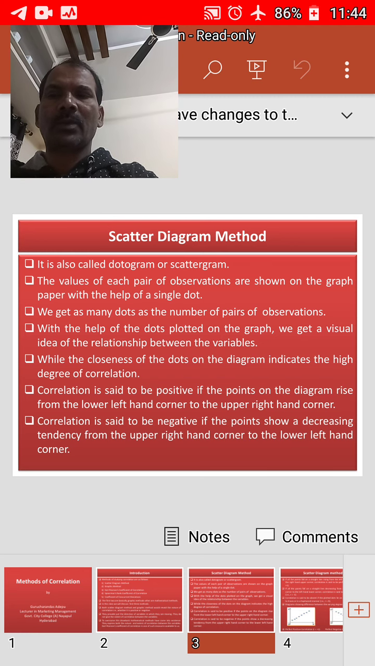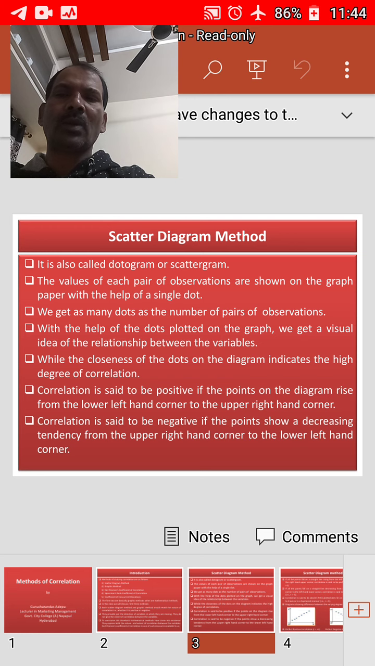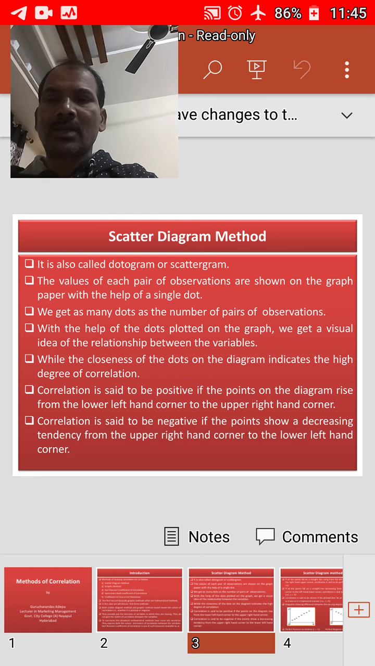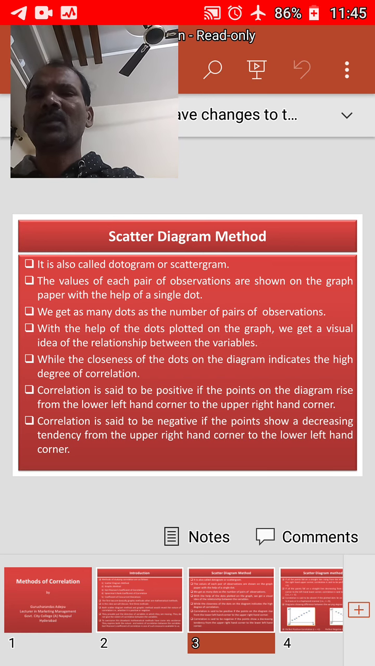While plotting on the graph paper, we can conclude whether a relationship, that means correlation, exists between the variables or not. With the help of the dots plotted on the graph, we get a visual idea of the relationship between the two variables. By seeing the graph, we can say whether correlation exists or not. The closeness of the dots on the diagram indicates a high degree of correlation. When the dots are close to each other, that reveals a high degree of correlation.